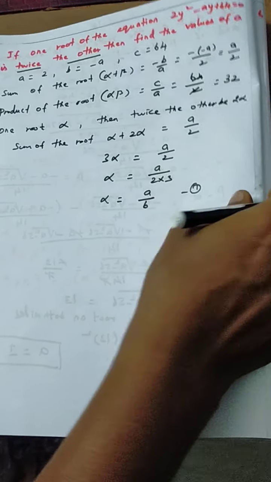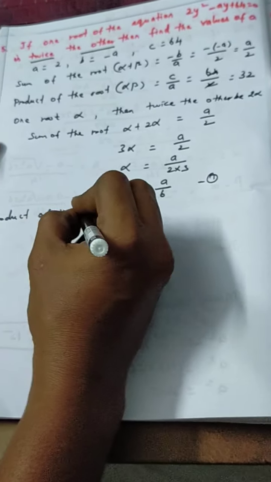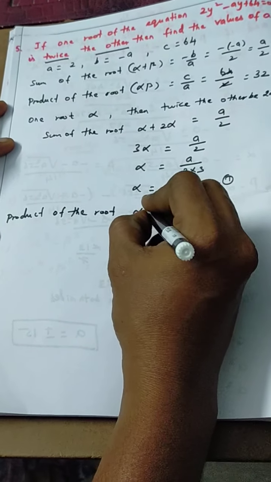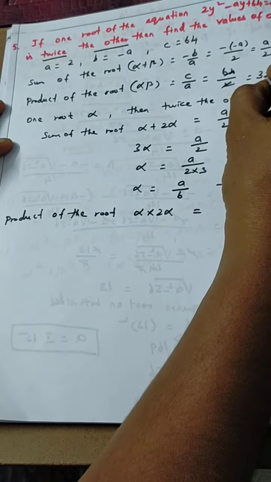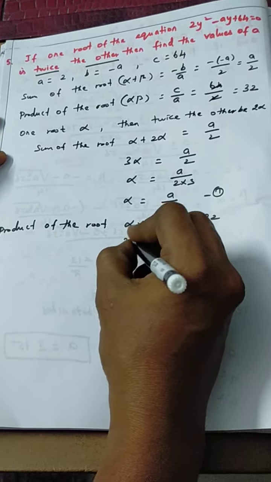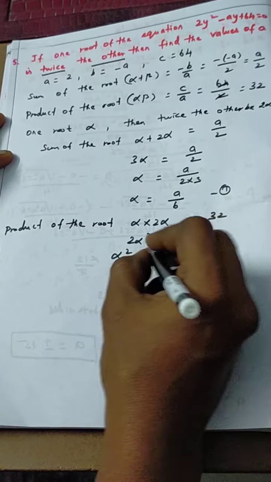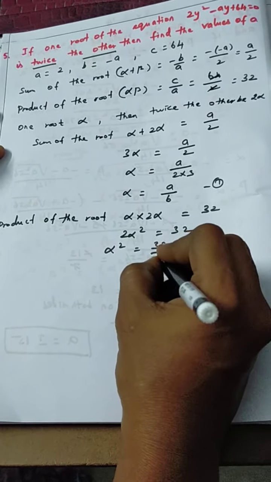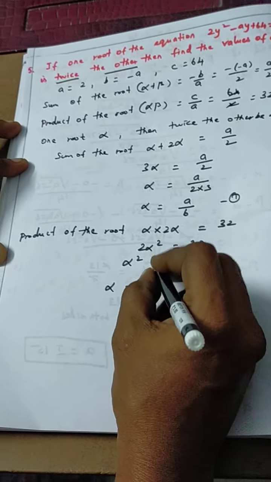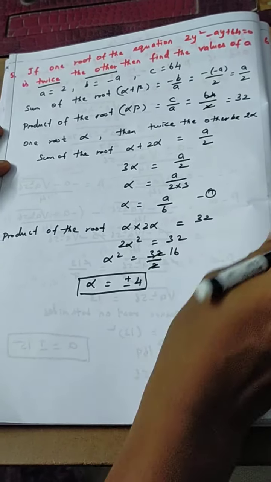That is the first one. The next one is the product of the roots. One root is alpha, the other root is 2 alpha, right? Alpha into 2 alpha equal to, what is the product of the roots given? 32. So alpha into 2 alpha, multiplying, is 2 alpha squared equal to 32. Therefore alpha squared equal to 32, multiply 2 goes to the other side and divides, 16. So alpha squared equal to 16. Therefore alpha equal to, for a square, apply the plus or minus symbol, 4. Alpha equal to plus or minus 4.